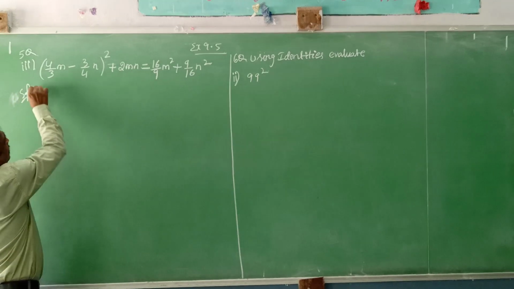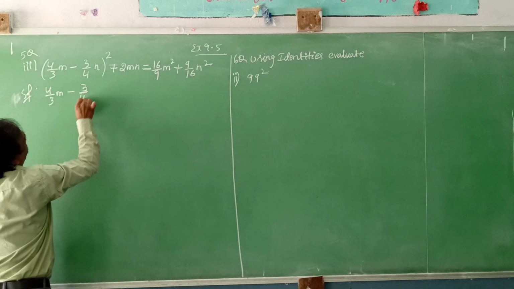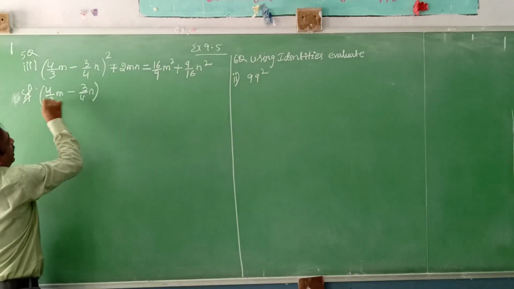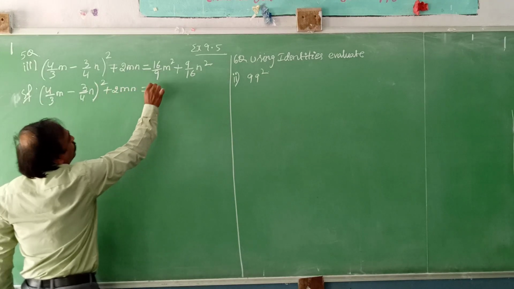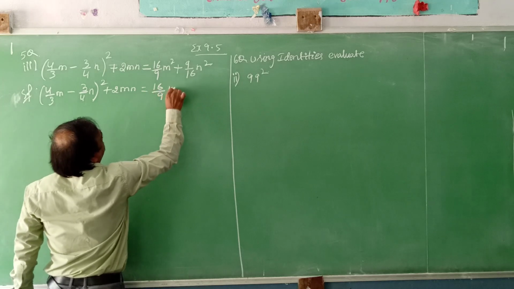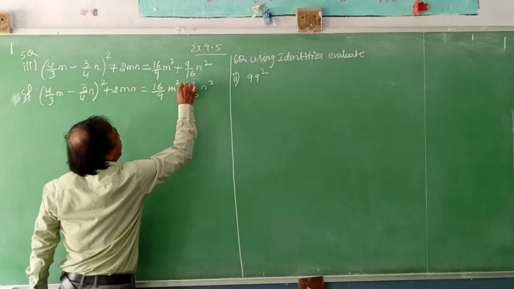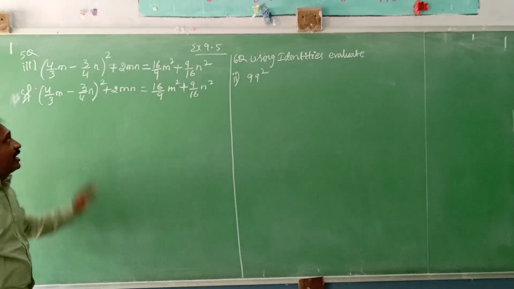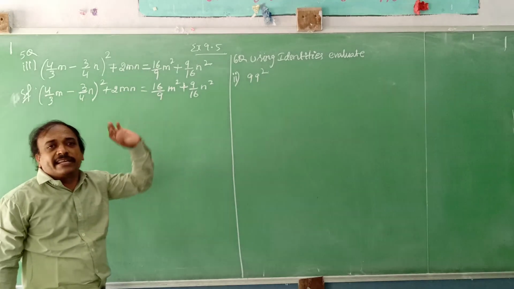So, solution: what is given? 4 by 3m minus 3 by 4n whole square plus 2mn is equal to 16 by 9m square plus 9 by 16n square. This is what is given in the question. We have to prove that the LHS part, left hand side, is equal to the right hand side.